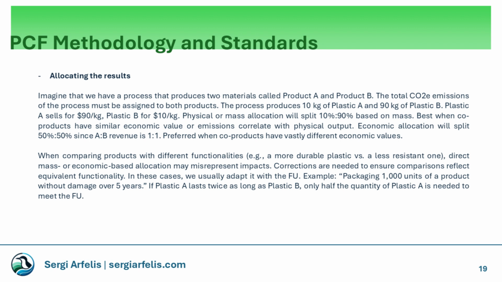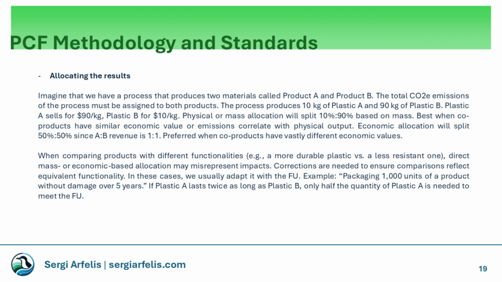This approach works best when the products have similar economic value or when emissions are directly related to the amount produced. With economic allocation, you split the emissions based on the market value of each product. Even though we produce more of B by weight, each product generates the same total revenue, $900 each, so the allocation would be 50% to A and 50% to B. Economic allocation is preferred when the co-products have very different values.